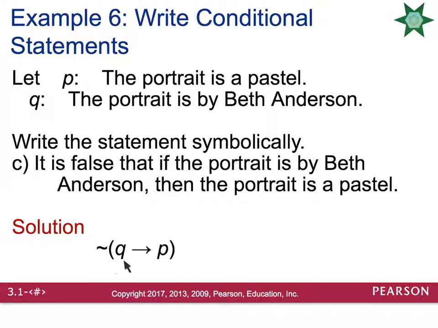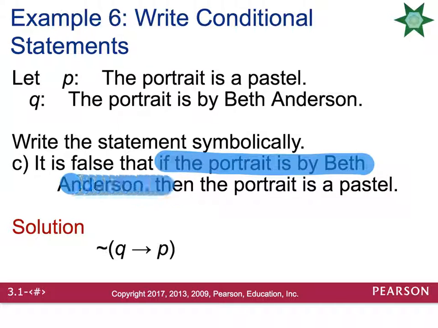Okay, and also using the same simple statements, write this one symbolically. It is false that if the portrait is by Beth Anderson, then the portrait is a pastel. So kind of the way we did before with the negation, start with this. Take the "it is false that" away for a minute and just look at: if the portrait is by Beth Anderson, then the portrait is a pastel. Now that would give us Q arrow P. So if Q then P, right? If the portrait is by Beth Anderson, then the portrait is a pastel.